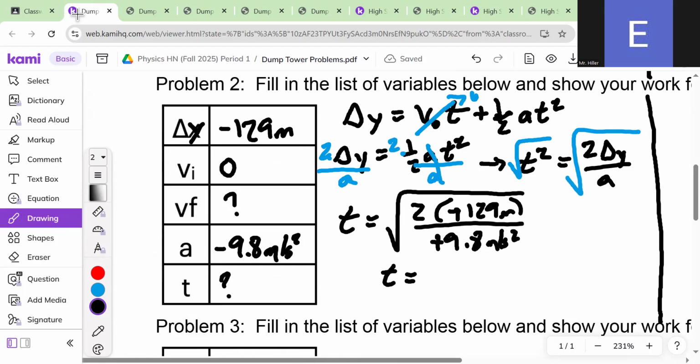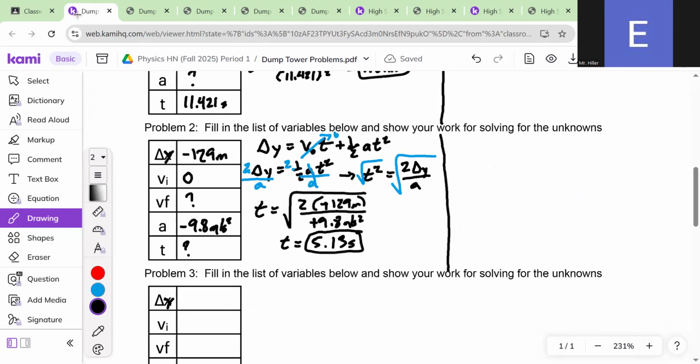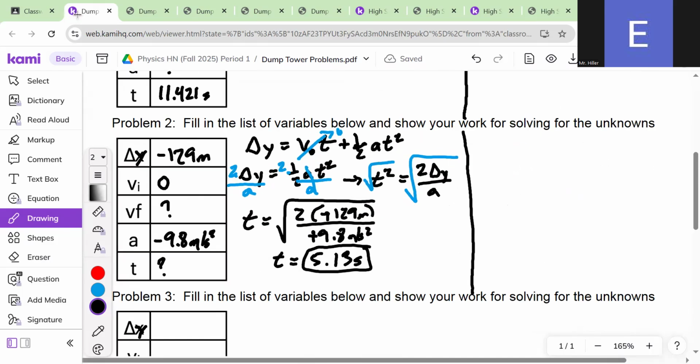And so 2 times, go ahead and enter your values. I'll enter mine. So I'm going to go 2 times 129 divided by 9.8. And then I'm going to take the square root of that. Now I'm getting a time of about 5.13 seconds. Okay, go ahead and calculate your time. And then we need to find the final speed.